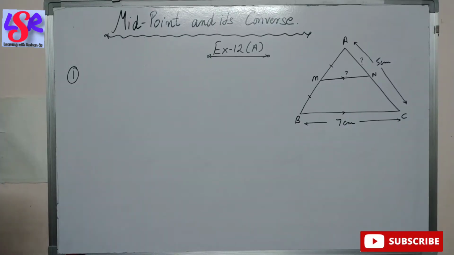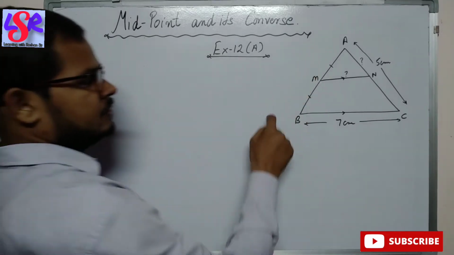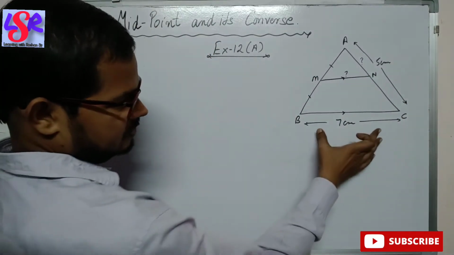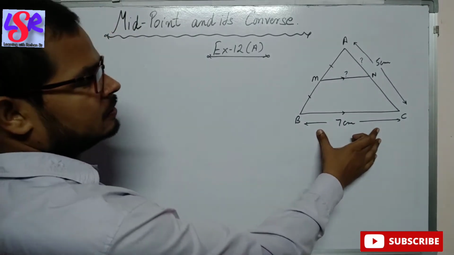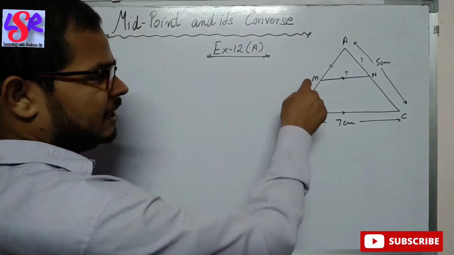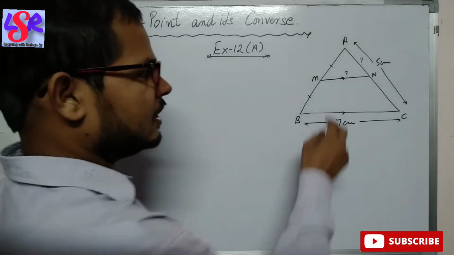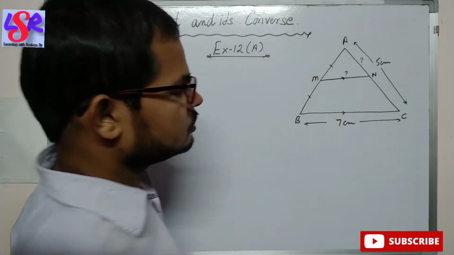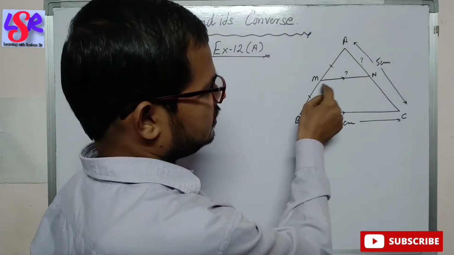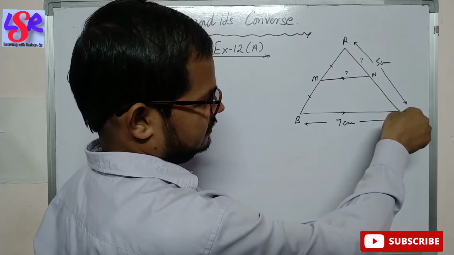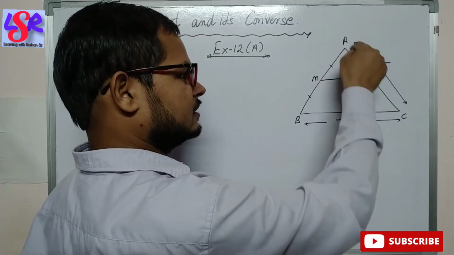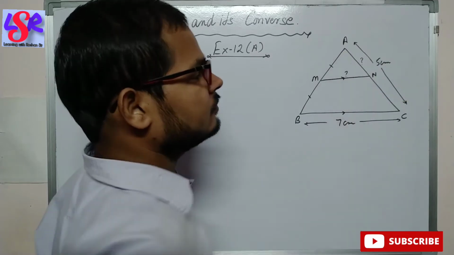Now here in question number 1 we have been given the triangle ABC in which AC is 5 centimeter, BC is 7 centimeter, and we have to find the length of AN and MN. We are also given that M is a midpoint of AB and MN is parallel to BC. So first of all, with the help of the converse of the midpoint theorem, we are going to prove that MN is going to bisect AC. With the help of that, we'll be able to find AN, as AN will become half of AC.